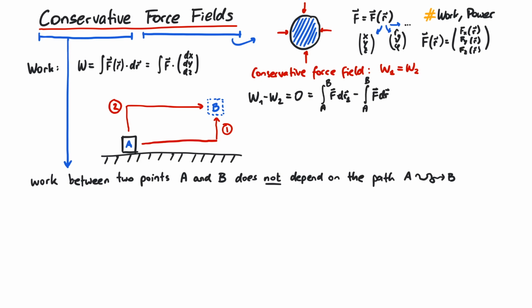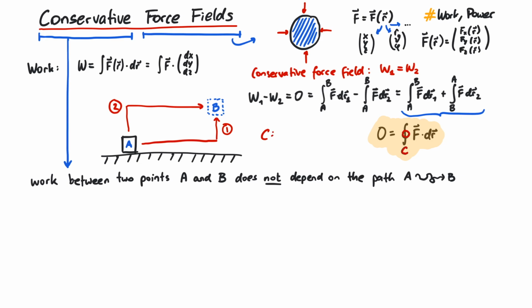Now, by exchanging the starting and end points, we can switch the sign in front of the integral. Next, we can write these two integrals together into one by using the notation for a line integral. So a convenient definition of a conservative force field is that if we move in a closed loop along a path C, then the work is 0. The circle on the integral means that we move along a closed line, and the C under the integral sign says that we consider a curve C, which in this case takes us along path 1 from A to B, and then along path 2 back from B to A.